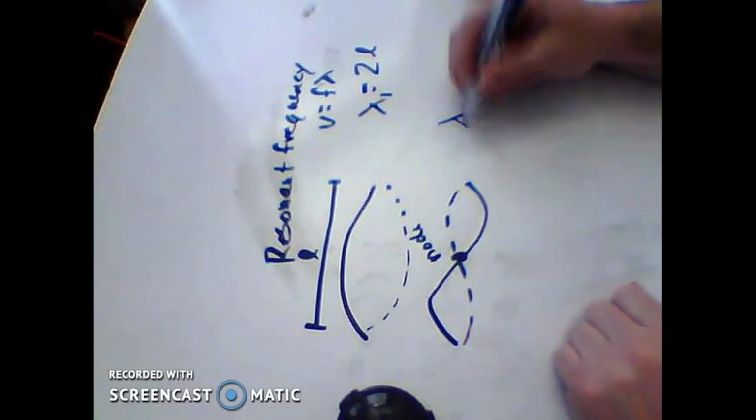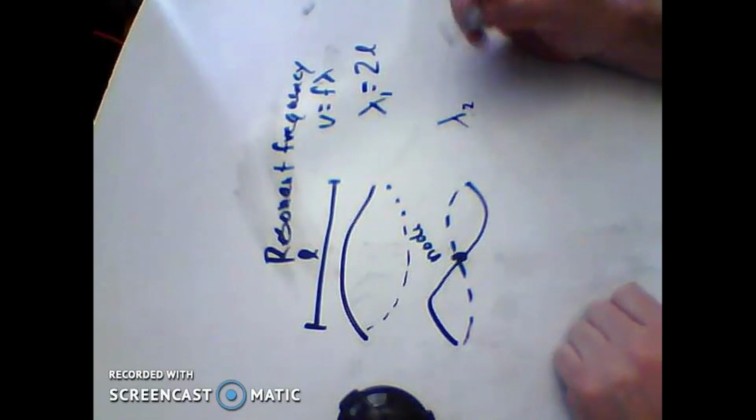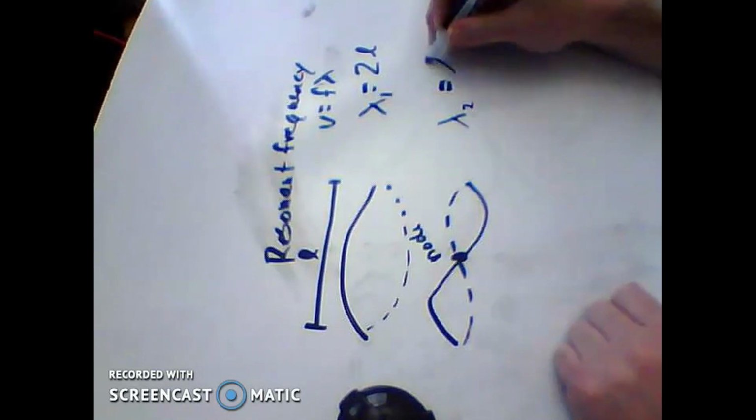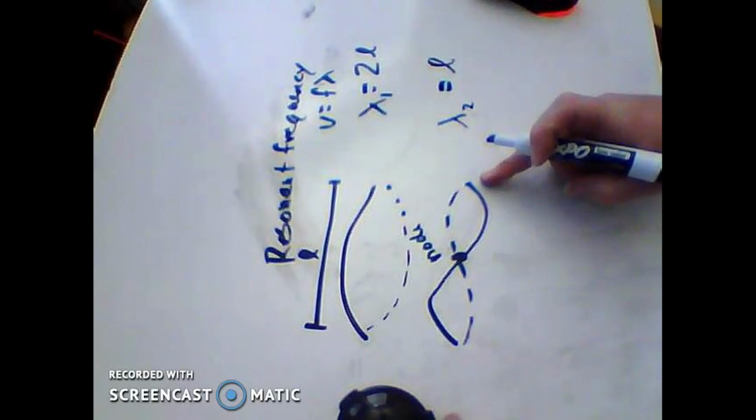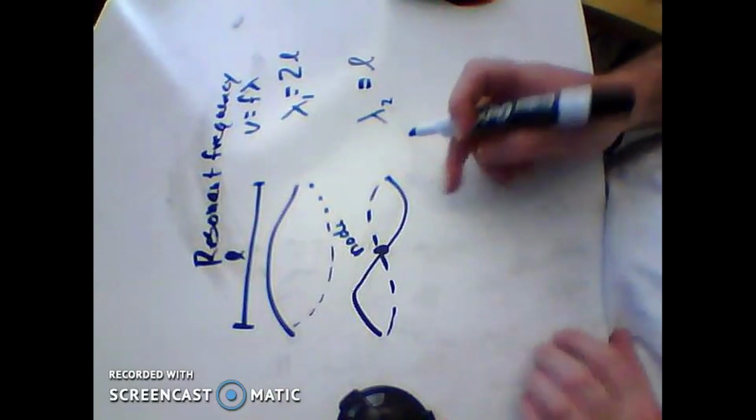So this lambda, I'll call it lambda 2, is just going to be the length of the slinky. That's one whole wave. This is a wave. Okay? Now let's go on to the next most difficult one.